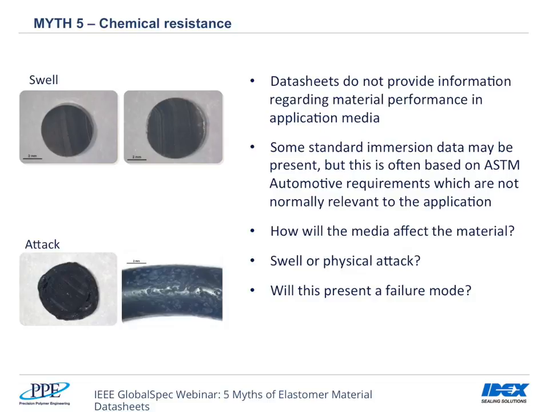In the images on the left hand side, we can see the difference between swell and attack. Swell, in some cases, can actually enhance sealing. Attack, as you can see, is a physical and aggressive interaction between the chemistry and the elastomer. Chemical attack may present itself as embrittlement of the material, meaning that the material loses its elastomeric properties and goes brittle, and that behaves similar to a hard plastic. In effect, sealing force is lost.